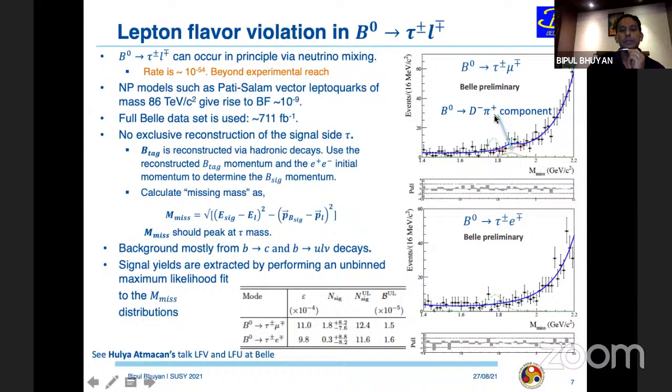In the absence of any significant signal yield, we put an upper limit in the range of 10⁻⁵ for both the electron and the muon channel for this process. So I think there's a significant amount of improvement that can be made in this branching ratio, and that's something we'll be looking forward to doing at Belle II.